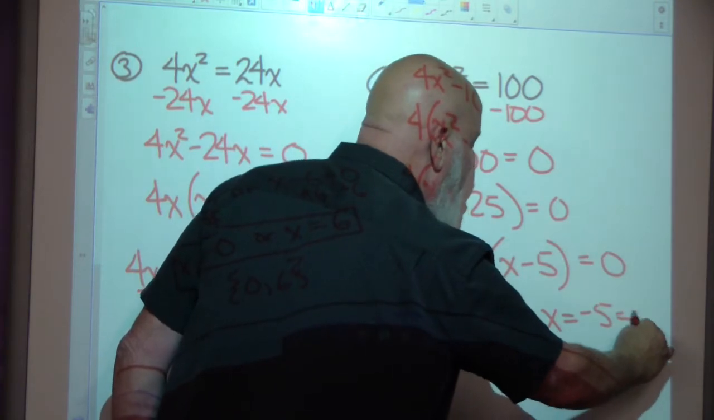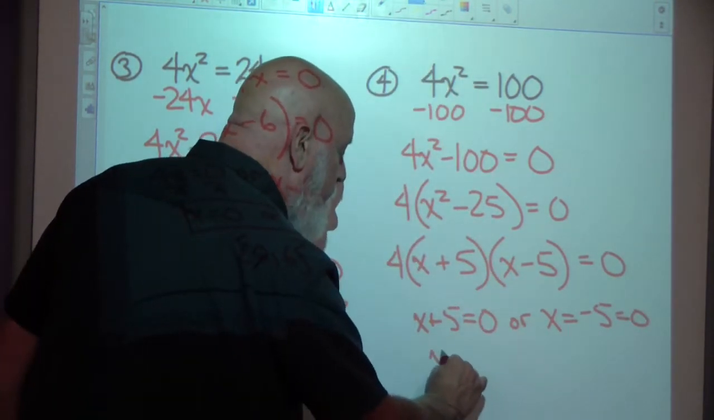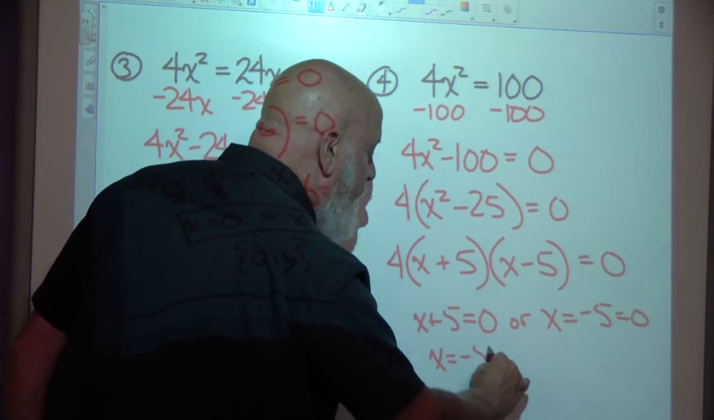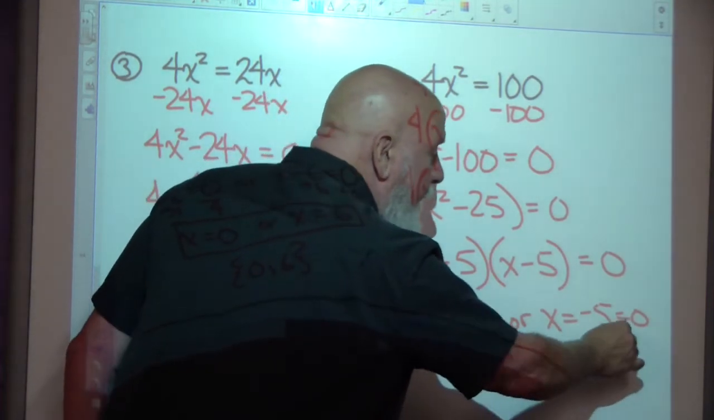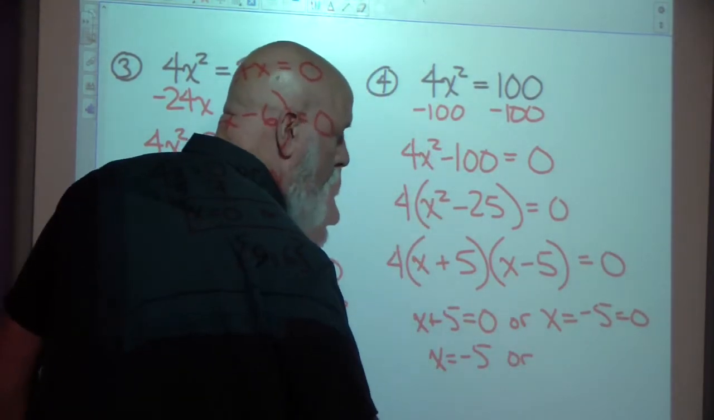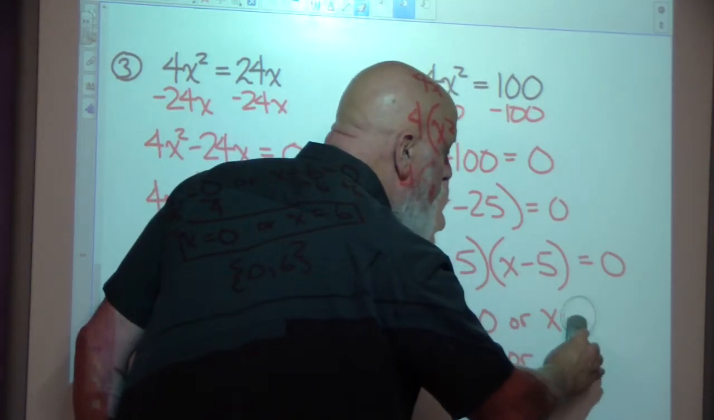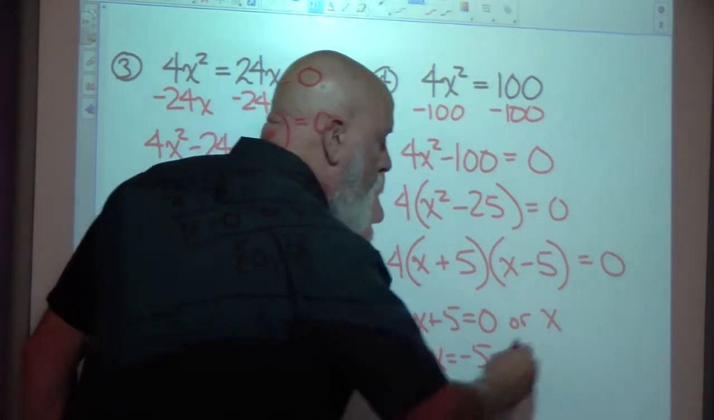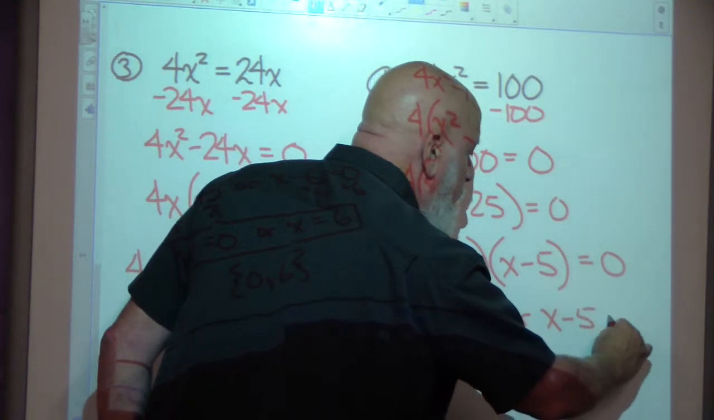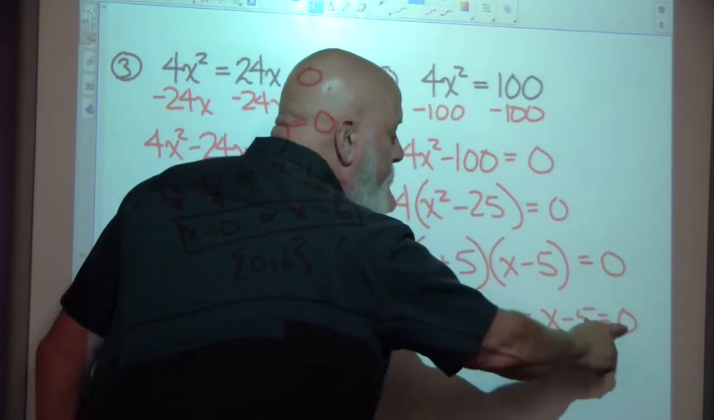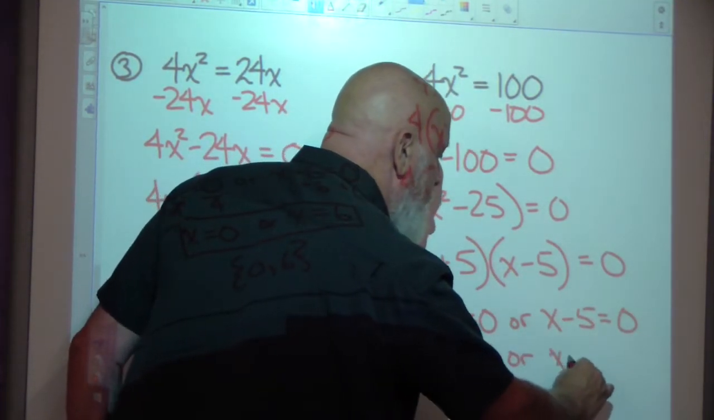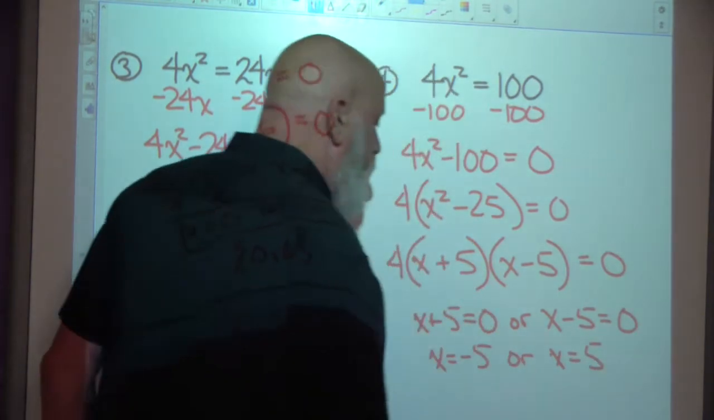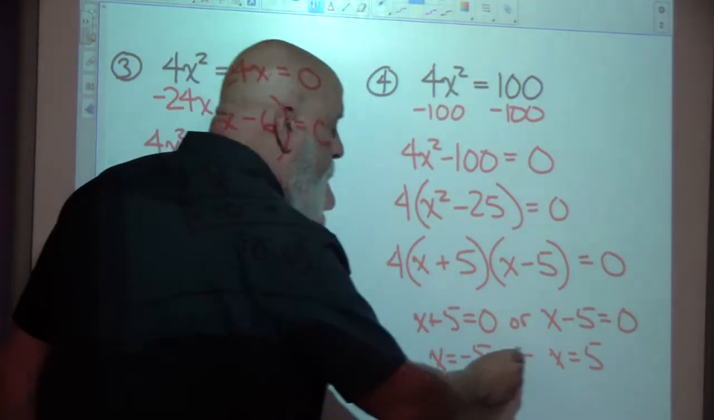And when we solve both of those, subtracting 5 from both sides yields x is negative 5, or adding 5 to both sides, whoops, threw in an extra equal sign in there. I'm getting excited about my equal signs, I guess. Adding 5 to both sides yields x is equal to positive 5. And you could leave your answer like this.